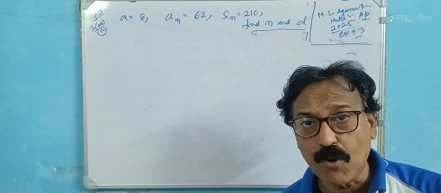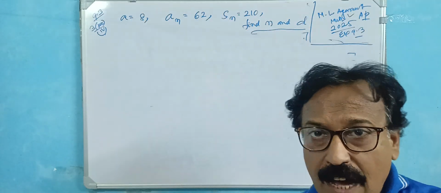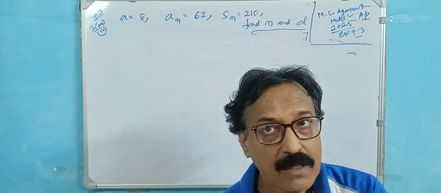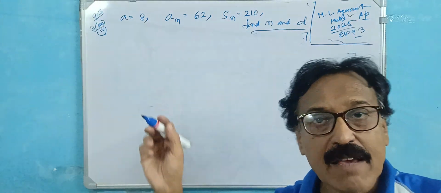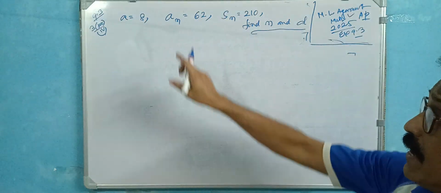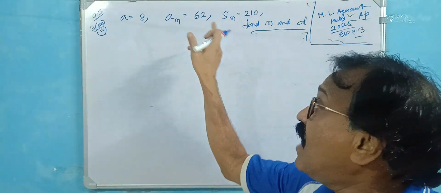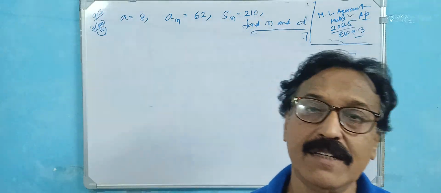I have written a different type of problem. Certain things are given, others are unknown. That will be found from this using 2 or 3 formulas from the AP. The concept must be clear. You do all these sums. A is given. A means the first term is 8. AN means 62. That means the value of the nth term is 62. The concept must be clear.